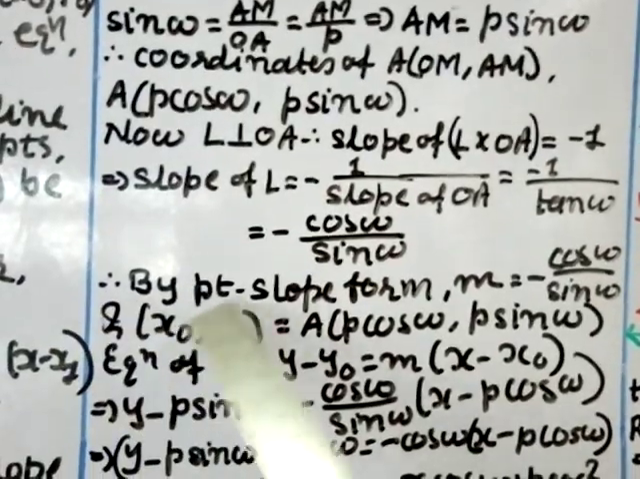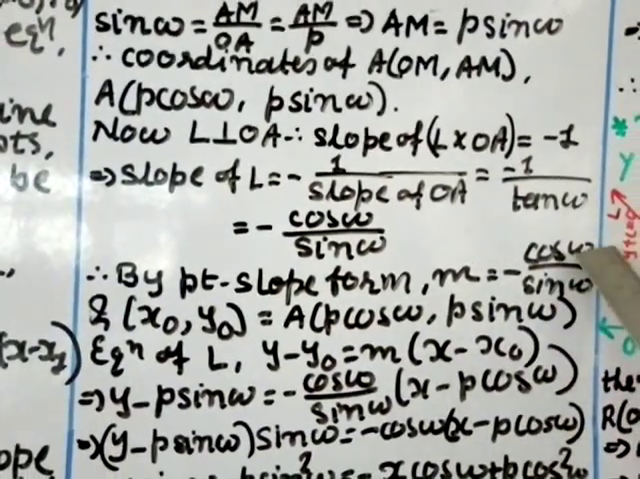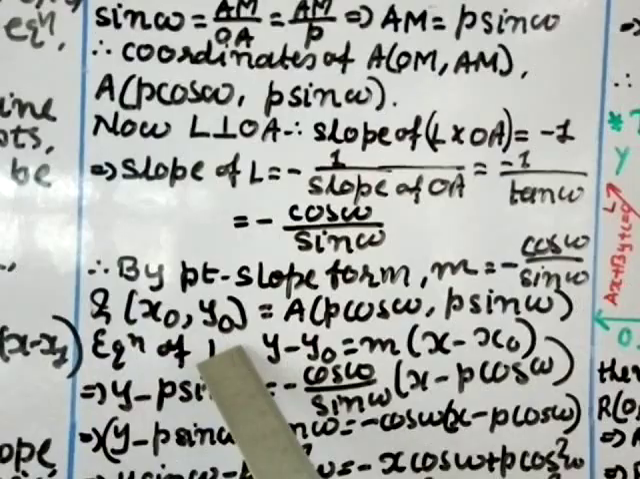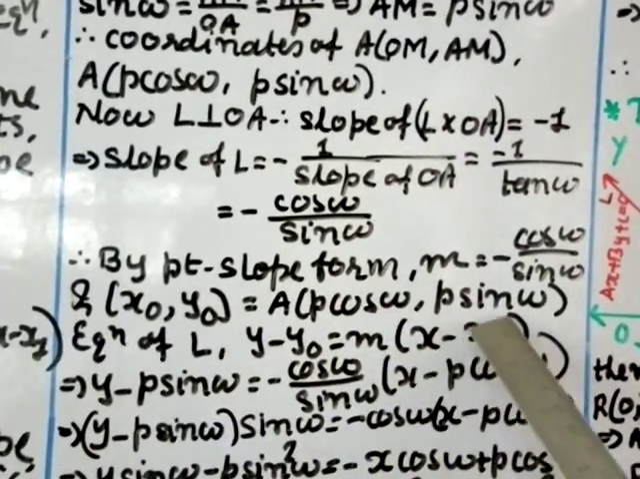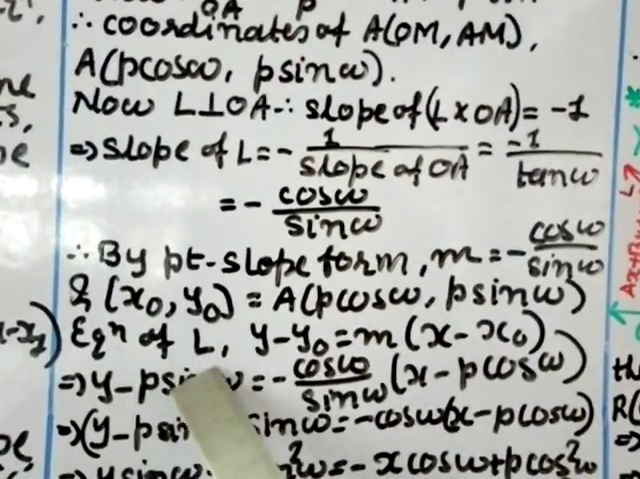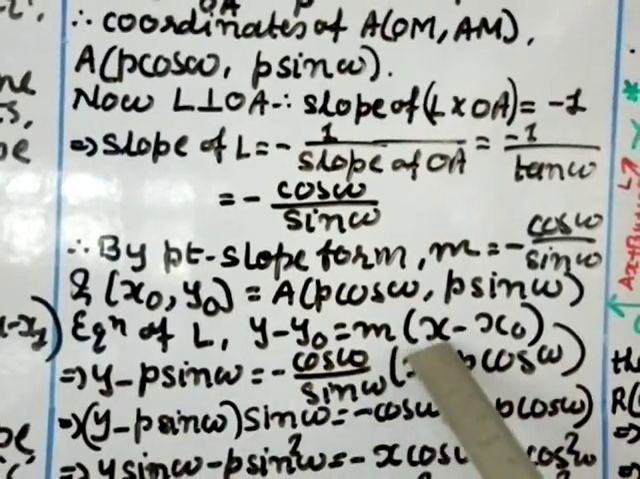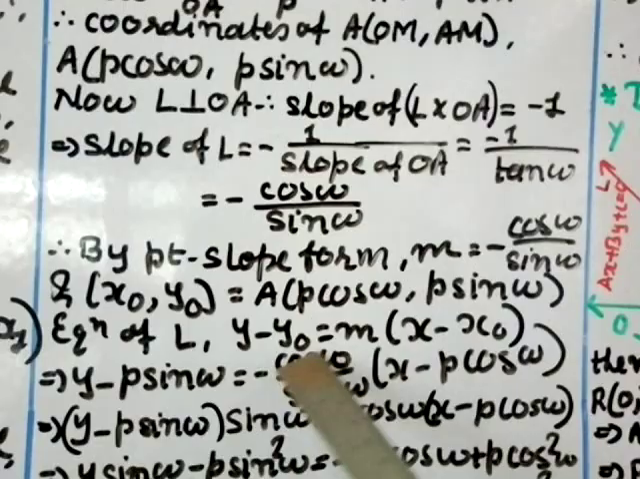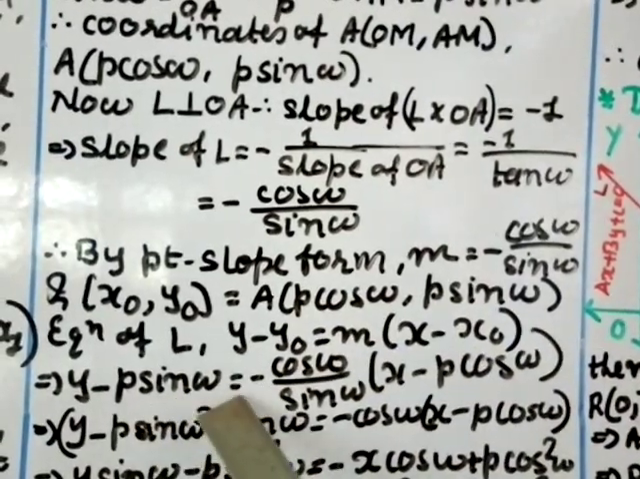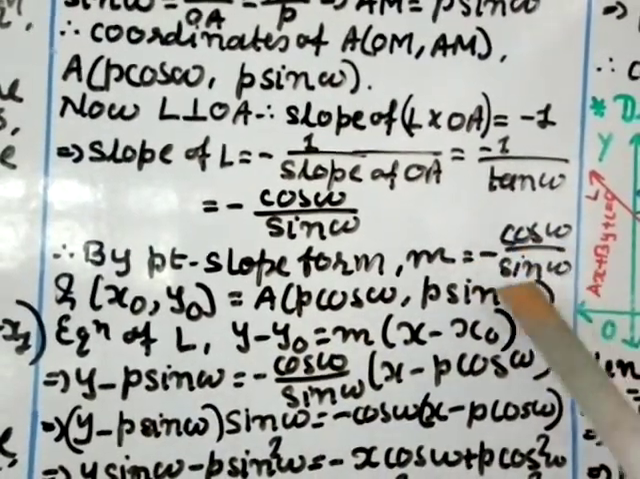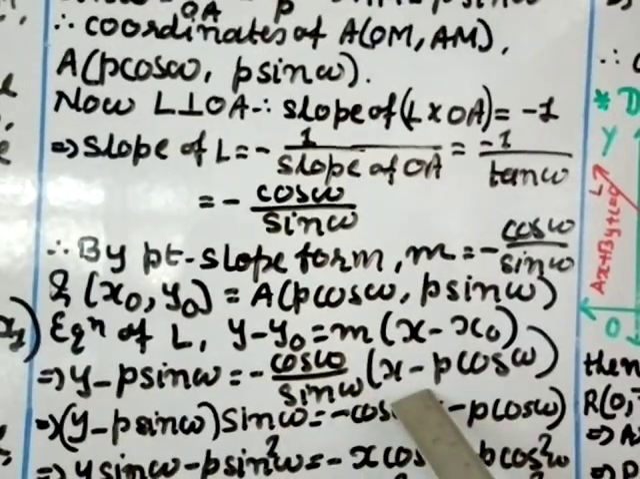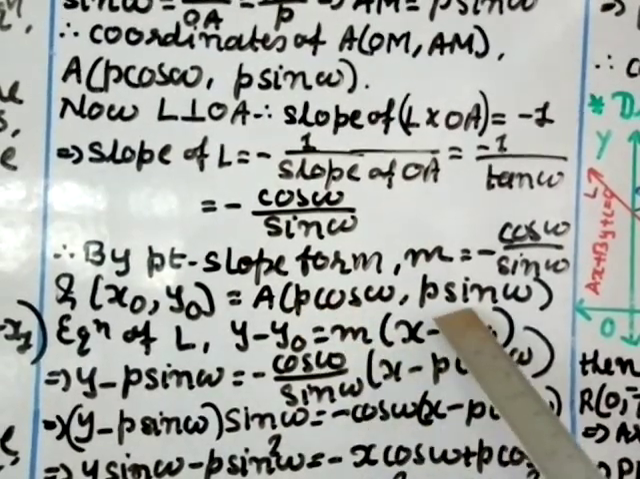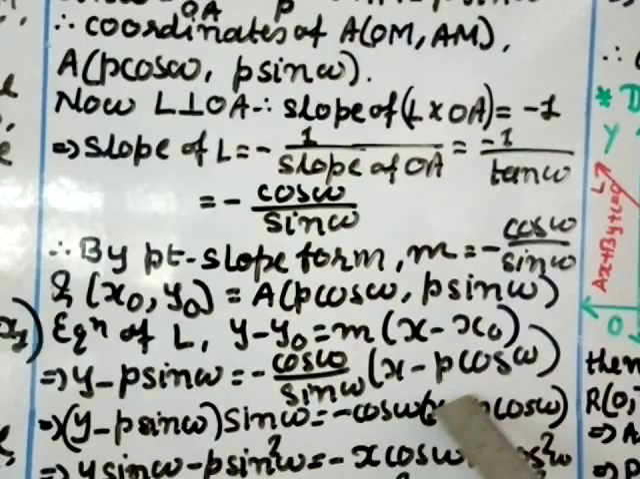Okay, so by point-slope form, m is equal to minus cos omega by sin omega, and (x naught, y naught) is (p cos omega, p sin omega). Write the equation of L: y minus y naught equals m times (x minus x naught). We put all these values. So y minus y naught is y minus p sin omega, equal to m, which is minus cos omega by sin omega, times x minus x naught, which is x minus p cos omega.